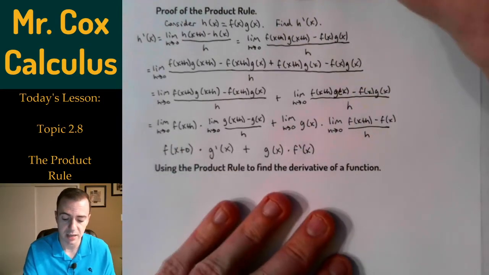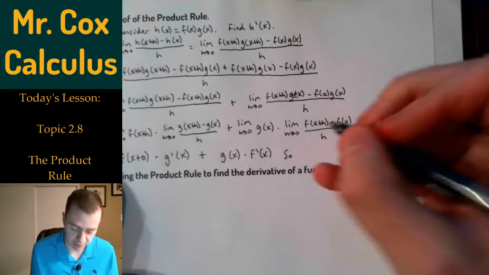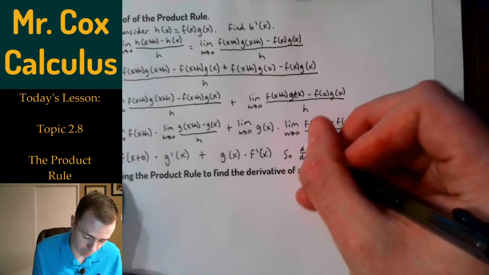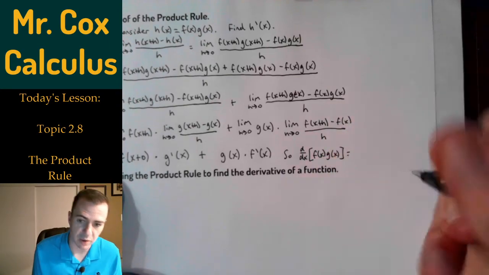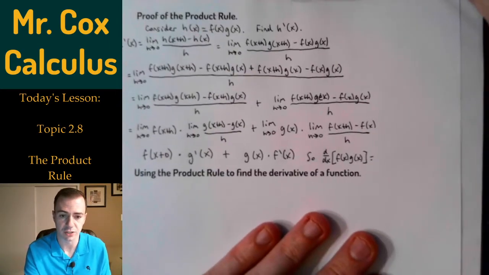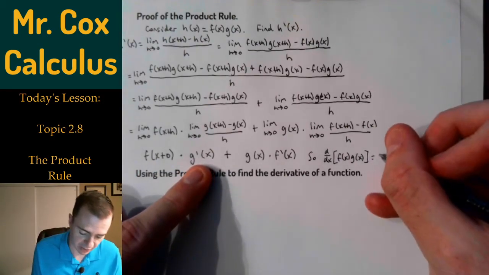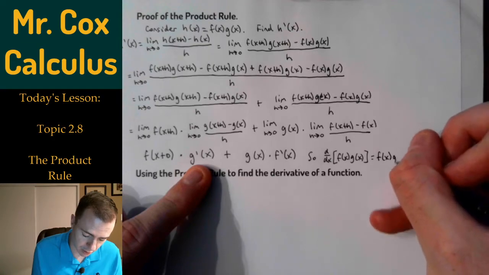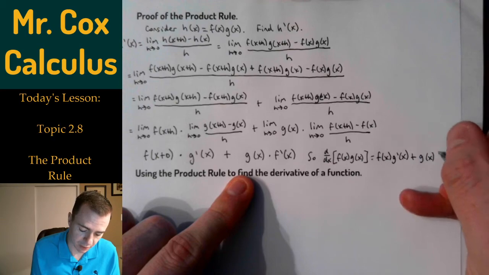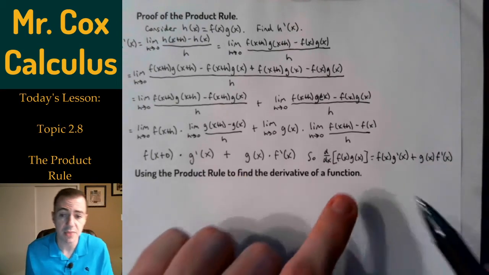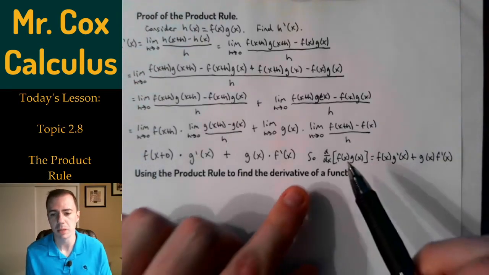So let's go ahead and write what the product rule is. I can say that the derivative of f of x times g of x, the derivative of a product of two functions, is equal to f of x times g prime of x plus g of x times f prime of x. And there's your product rule right there. And really, it's a pretty easy thing to apply.